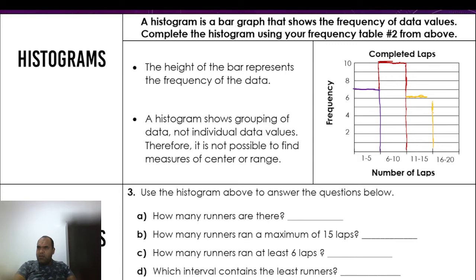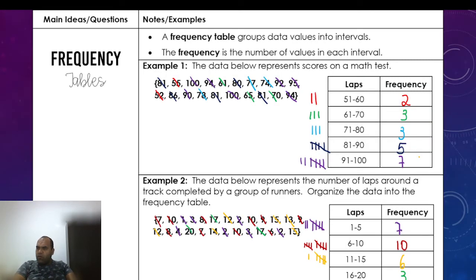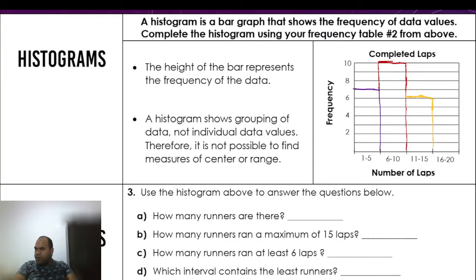And here is my bar graph. Nice. And the last one, 16 to 20, it was 3. I use green here, and it goes until number 3 over here. Guys, here is my bar graph. Okay? We learn about this.